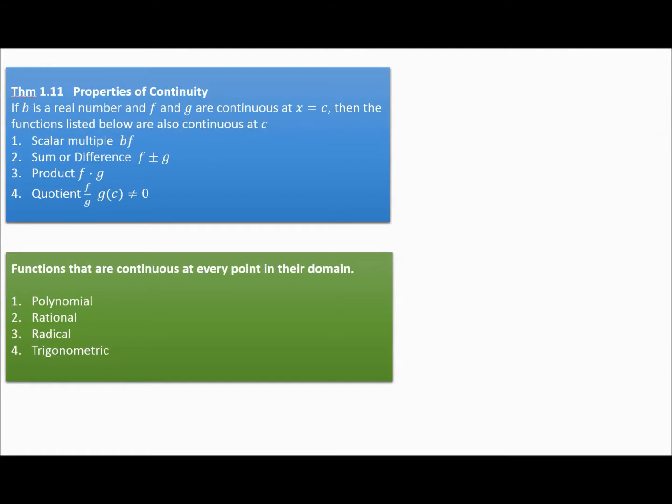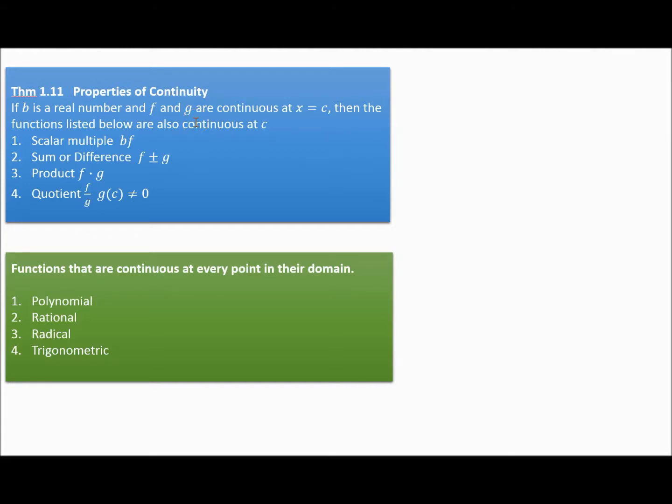All right, and here's a really good theorem. It's going to be super helpful, this theorem. It's going to be without proof, okay, but that's okay. So we got theorem 1.11, properties of continuity. It says if b is a real number and f and g are continuous at x equals c. So we've got 2 continuous functions and b is just some old real number. Then the functions listed below are also continuous.